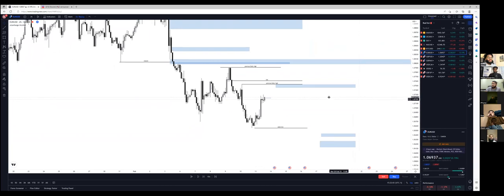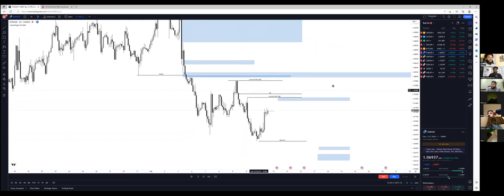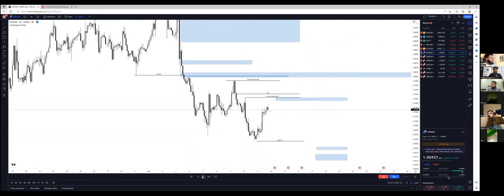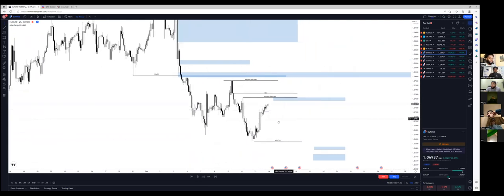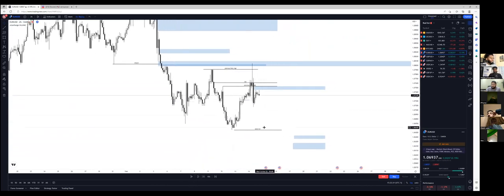So the point I'm making is previous daily highs can be used as liquidity. Okay, previous daily highs can be used as liquidity. So I've got this marked out here. Okay, if I play the market, watch and you'll see what happens. Yeah, you'll see what happens. What happened?